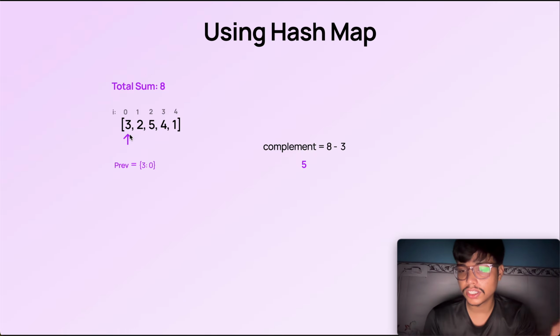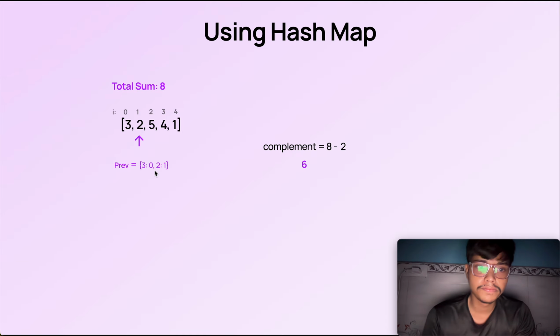Okay, so this is fairly simple logic that we need to implement for every current number, right? So we will check for the second element. The current number is 2. We get their complement value which is 6. We'll check, is 6 in previous? No. So that means we need to store our current number with its index in our previous, right?